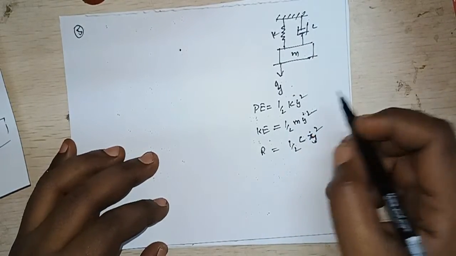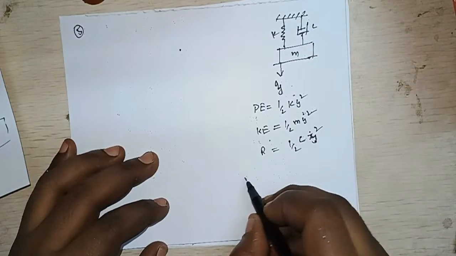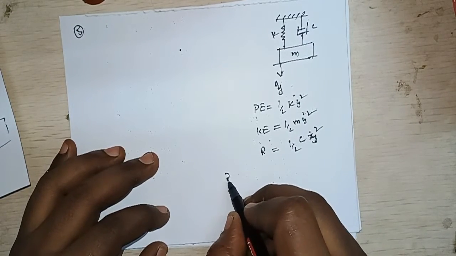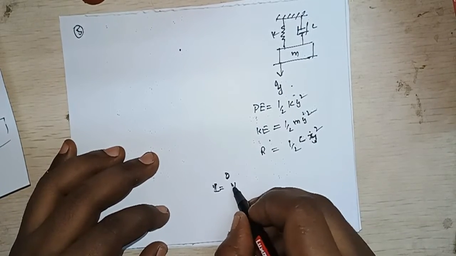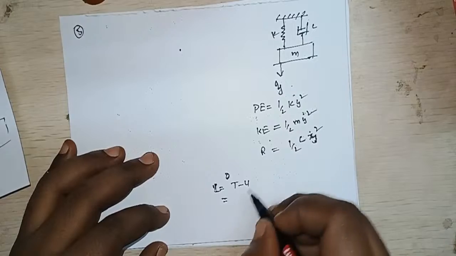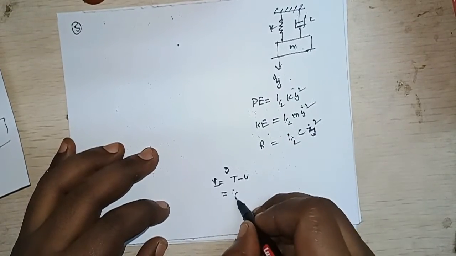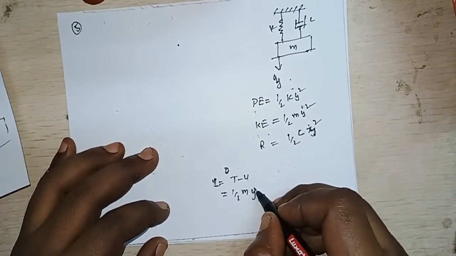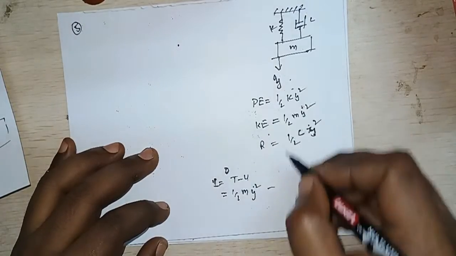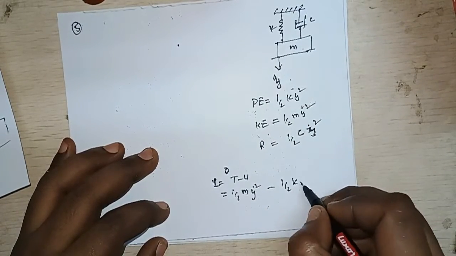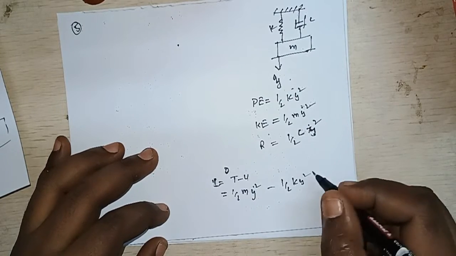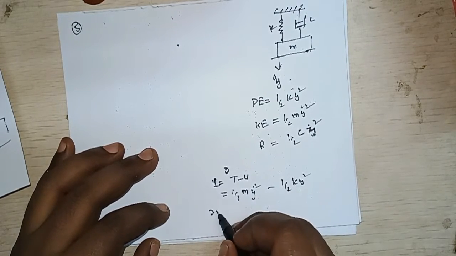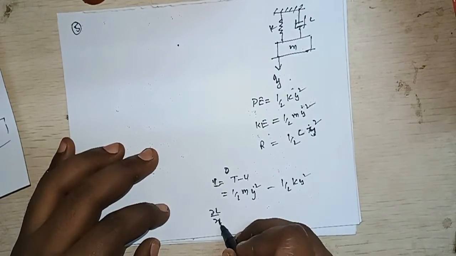Now see how it is happening. You just have to apply it in the Lagrangian function. Now what is our Lagrangian function? L is equal to T minus U. What is T over here? Half m y dot square minus the potential function, half k y square. Now after this, just differentiate with respect to y dot.